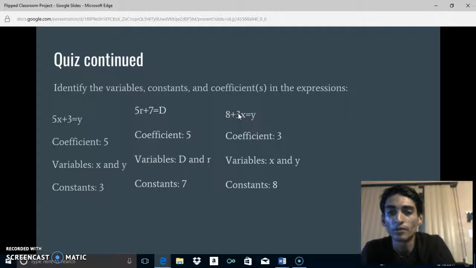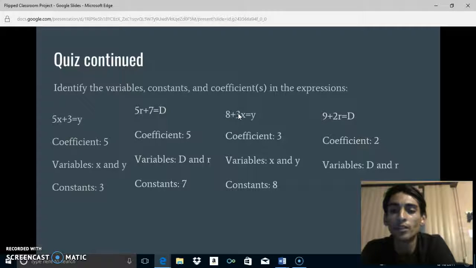So last one here. Go ahead and pause the video and see if you can identify the variables, constants, and coefficient. So the coefficient is 2. The variables are d and r. And the constant is 9.